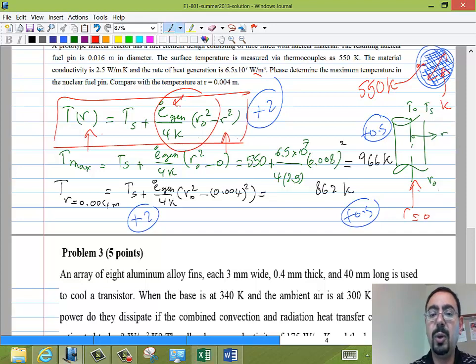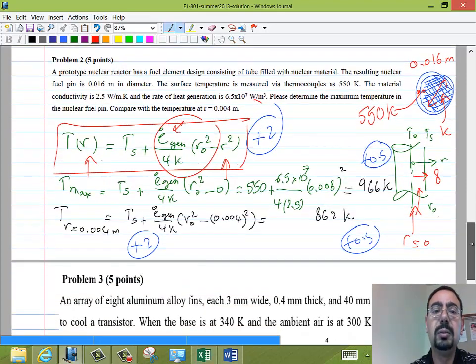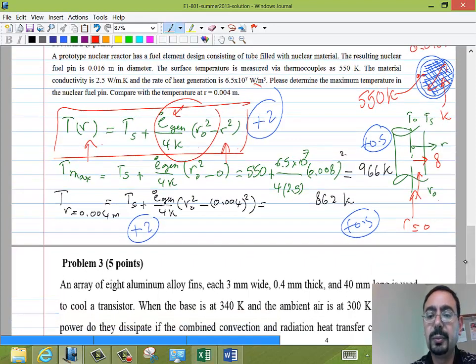And at R equal 0.004, that would be something like here, because the radius is 8. The whole thing is 16, so the radius here is 8. 8 what? 8 millimeter, right? So he would like it at 4. So at 4, all we have to do is just substitute R equal 4, and you get the temperature as 862.